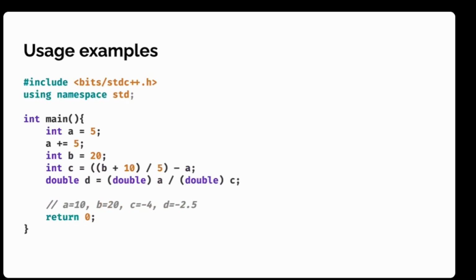So here's an example. If you ever wanted to do this, as you can see from D, since A and C are both integers and 10 divided by -4 is not an integer, typecasting double to A and double to C like this would result in -2.5 instead of -2.